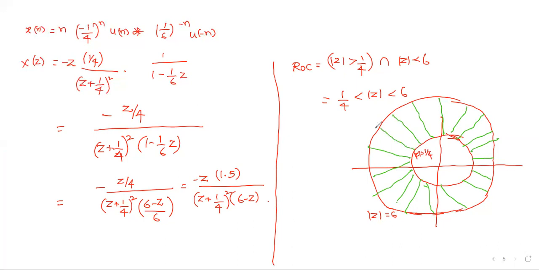So this is the ROC for the given signal. Now, next one. Next one is the initial value theorem. What is the initial value theorem? We need to find the initial value, that is, x of 0.